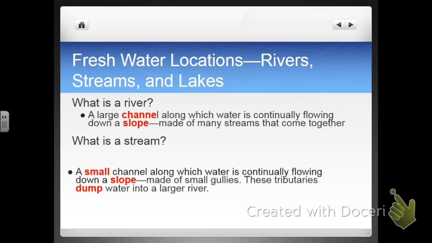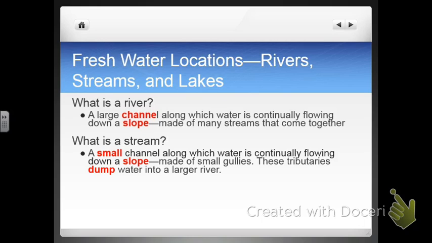A stream is just defined as a smaller channel. Again, it's going to flow down a slope, and gullies is just a term for a smaller channel. And these tributaries are dumping into a larger river.